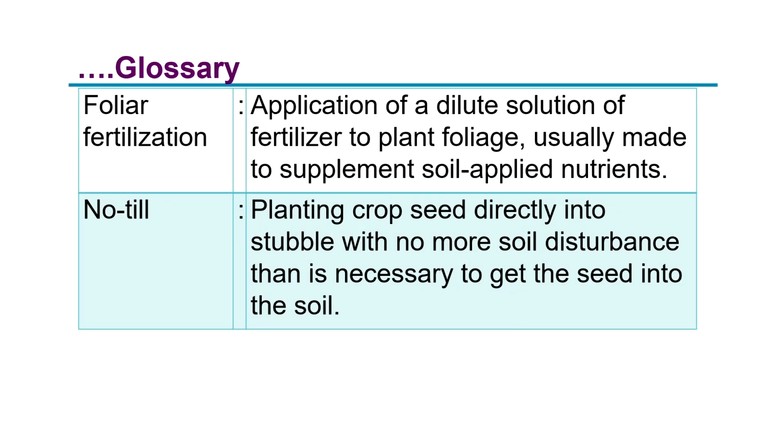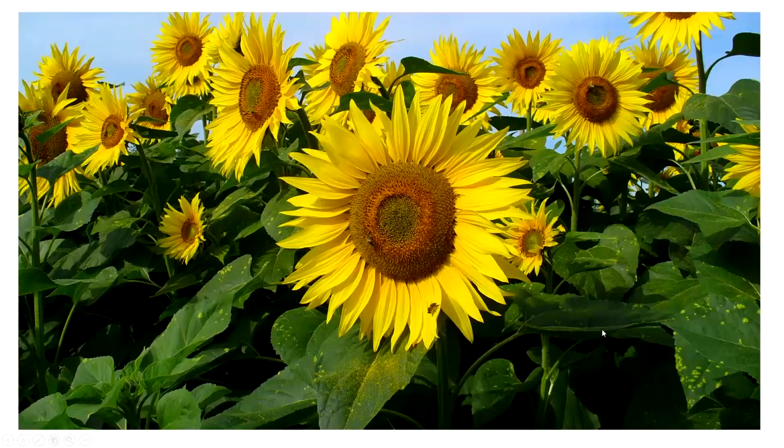Foliar fertilization, application of a dilute solution of fertilizer to a plant foliage, mostly on the leaves, and usually made to supplement soil applied nutrients. No-till, planting crop seed directly into the stubble with no more soil disturbance, means without any tillage, then is necessary to get the seed into the soil.